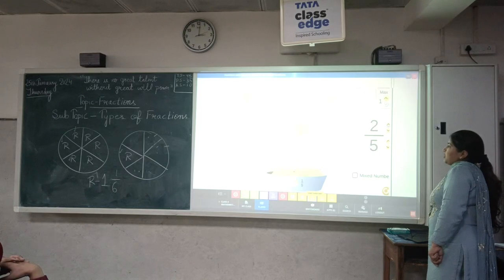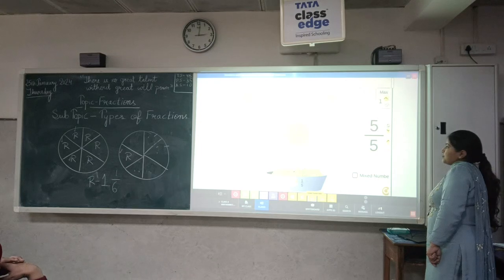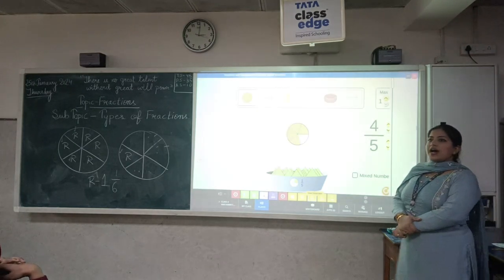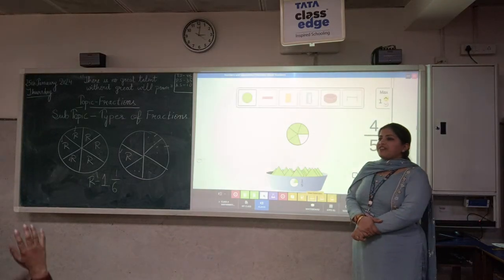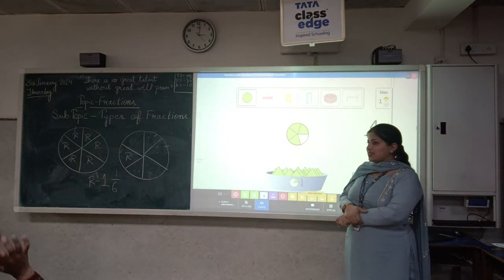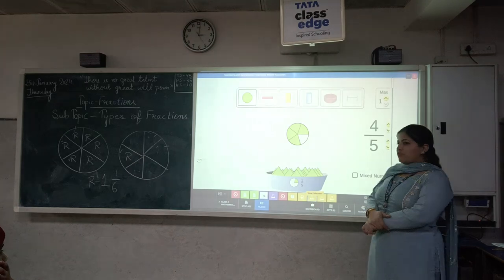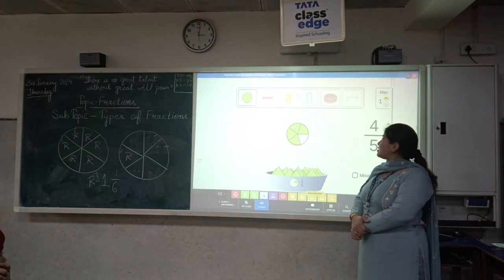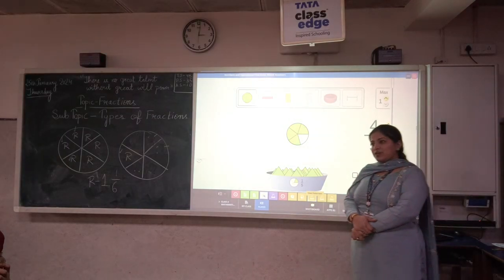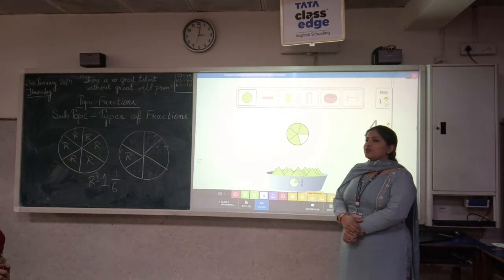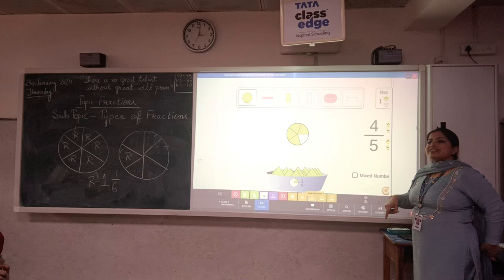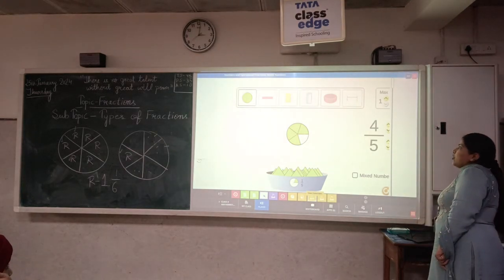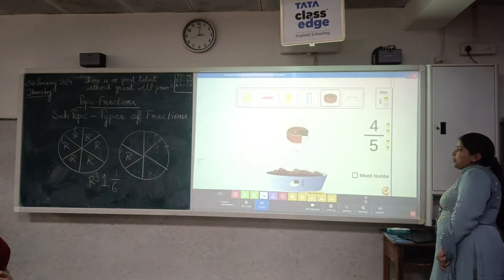Now, can you tell me what type of fraction is this? Raise your hands. Yes, Kavya, what type of fraction is this? Proper, because the denominator is big and the numerator is small. Very good. So, 4/5 is a proper fraction. Very good. Well done. Okay. Now let's see the next example.